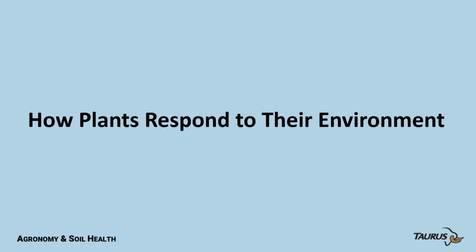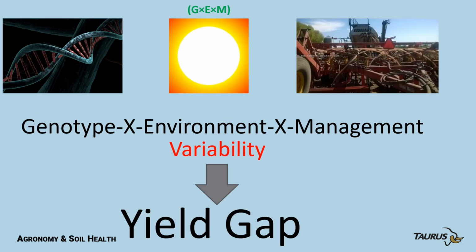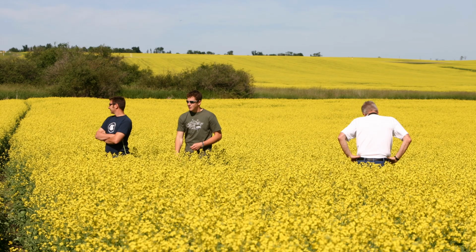So how do plants respond to the environment? Well, generally, we look at this rule. We've got genotype or genes times environment times management equals yield minus the variability. The variability means all the stresses on the plants, the variability across the landscape, the variability in the weather and the sunshine and the rain, and you name it, the nutrient distribution in the soil.